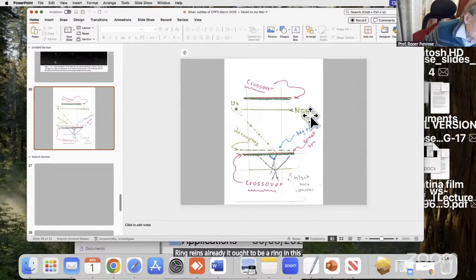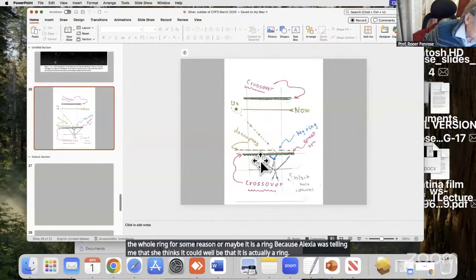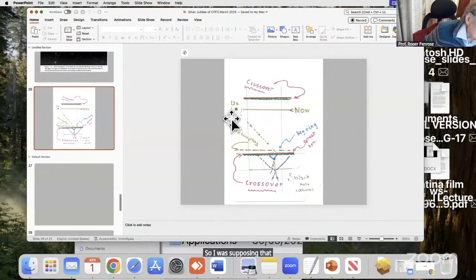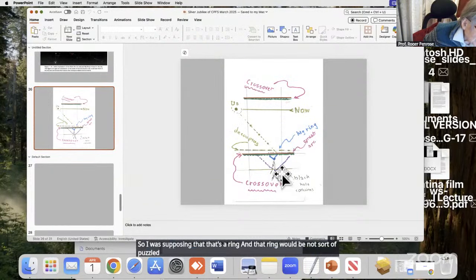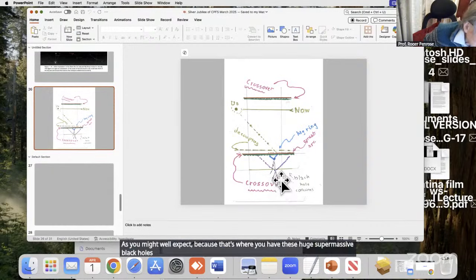Maybe you can't see the whole ring for some reason, or maybe it is a ring, because Alexia was telling me that she thinks it could well be that it is actually a ring. So I was supposing that that's a ring, and that ring would not be a puzzle in this picture, because it just says it's in the previous eon, as you might well expect, because that's where you have these huge supermassive black holes running into each other and producing these vast explosions.